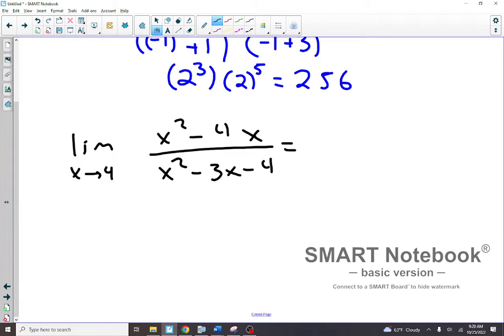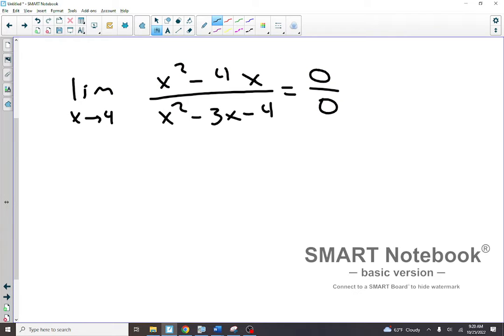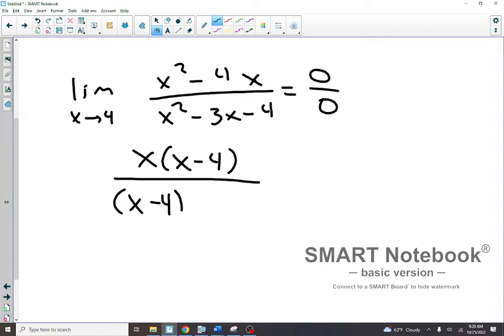So what will happen if I plug in 4 in this case? I'll get 0 over 0. Now, if I get 0 over 0, that indicates that possibly I can cancel something out. So what I'm going to do is rewrite this in factored form. On the top, I can take out x, and I have x minus 4. On the bottom, I can take out x minus 4, x plus 1. We're always going to make it factorable.